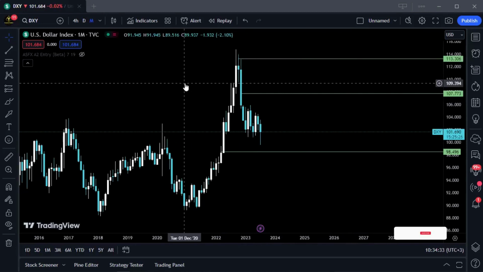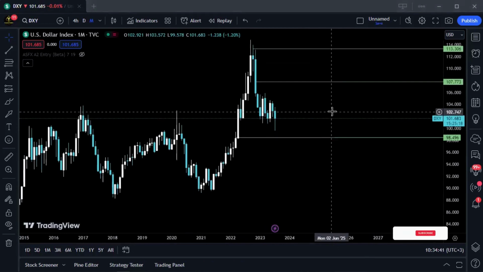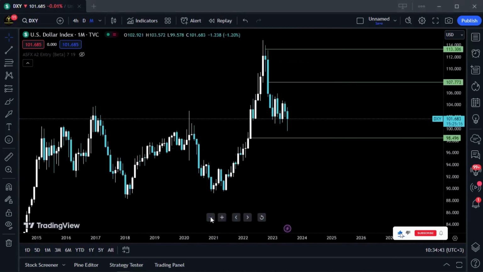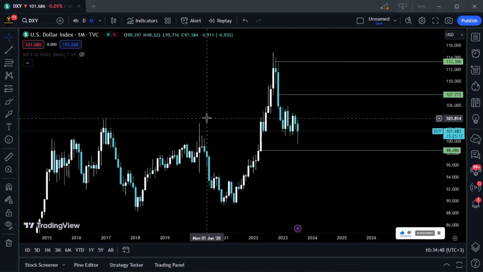In today's session, we're just going to look at the currency pairs, how I anticipate them to play out during the week, and what potential trades we might take advantage of, right? So we're going to start off with DXY, obviously.